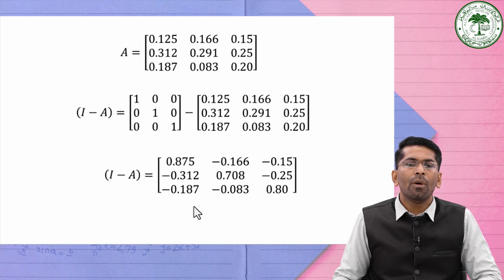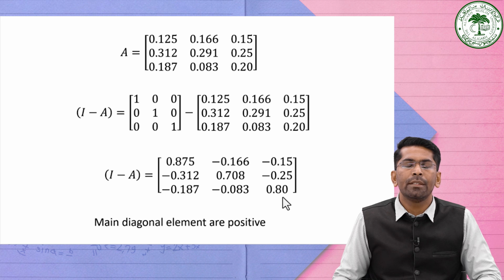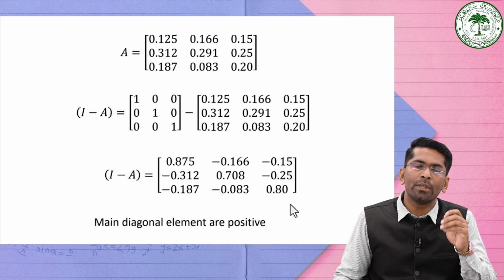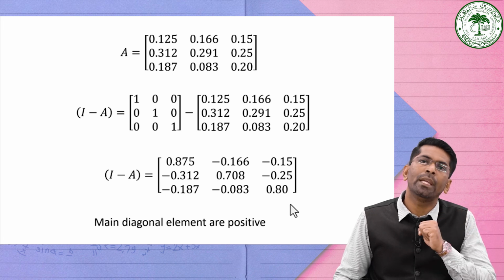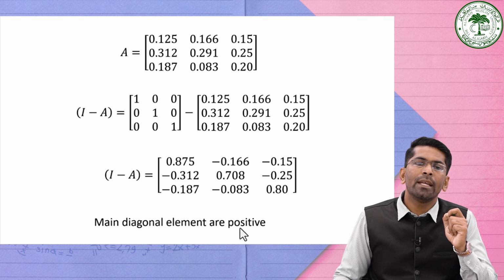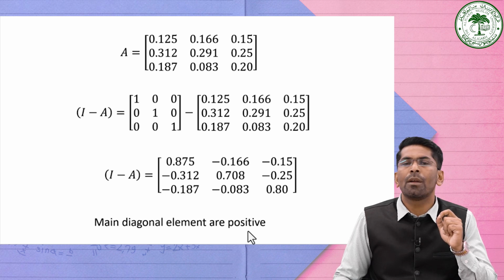So this is the identity matrix minus the coefficient matrix. See here, all the diagonal elements are positive: 0.875, 0.708 and 0.80. This is one of the conditions which should be satisfied, especially in order to find the inverse, so that we can go for finding the output of each industry. So the first Hawkins-Simon condition is satisfied. We can say that the main diagonal elements are all positive.